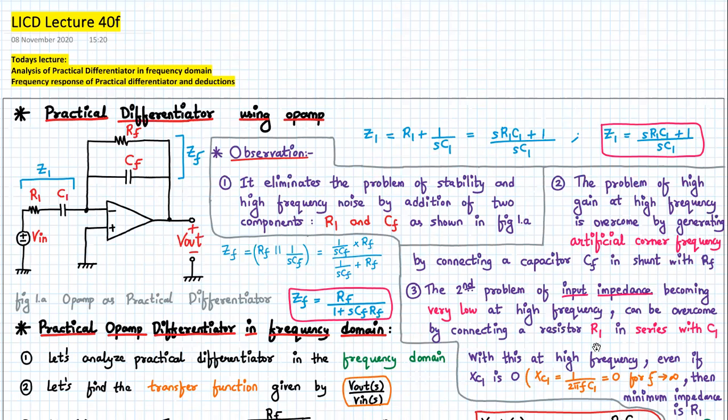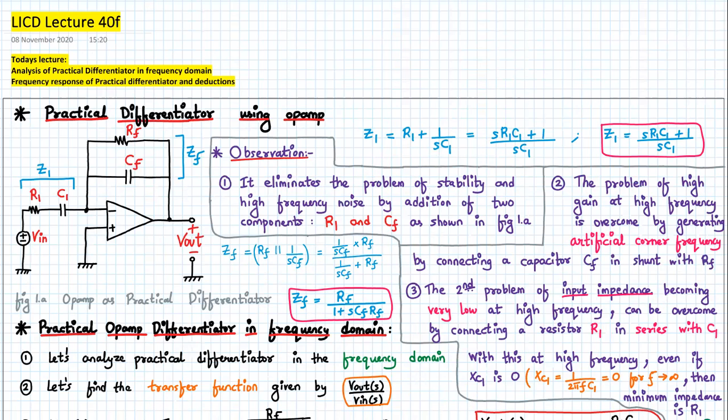Today we are going to analyze a practical differentiator in the frequency domain, and then we will build up on the frequency response of a practical differentiator. Okay, so let us start. A practical differentiator using an Opamp circuit is shown over here. Here it has two additional components. One is capacitor CF, which is in parallel with RF, and another is resistor R1, which is in series with C1. So these are the changes from the ideal differentiator circuit diagram.